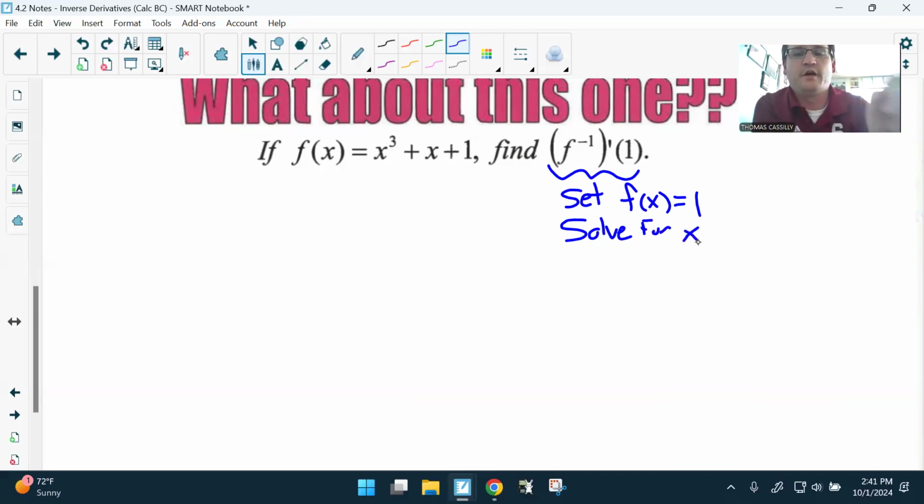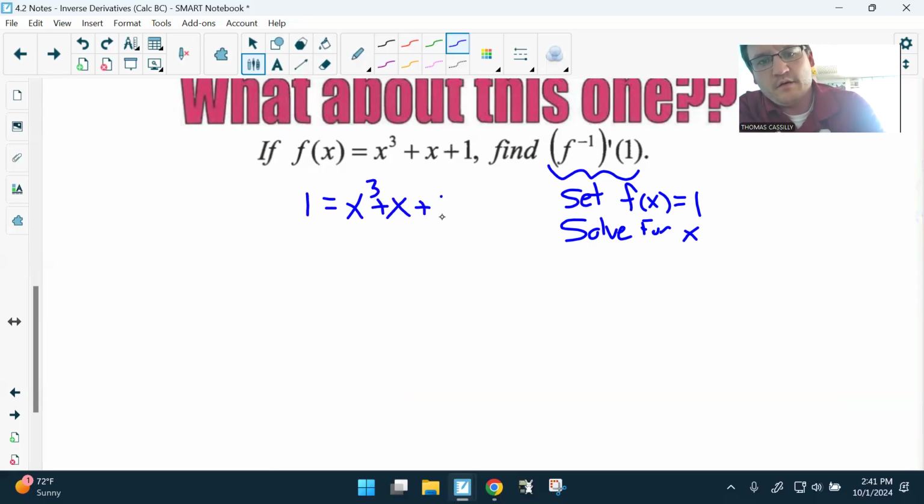I'm going to solve for x here. So if I do that, let's just say 1 equals x cubed plus x plus 1. All right, I need to figure out, hey, what value of x is going to make the answer equal to 1? That's kind of what the inverse does.